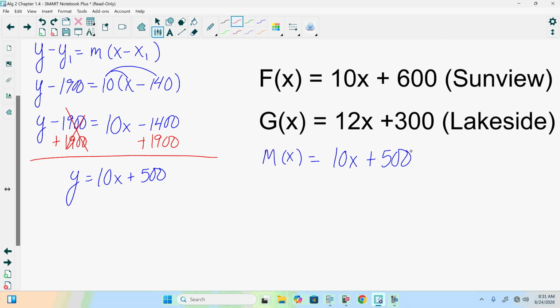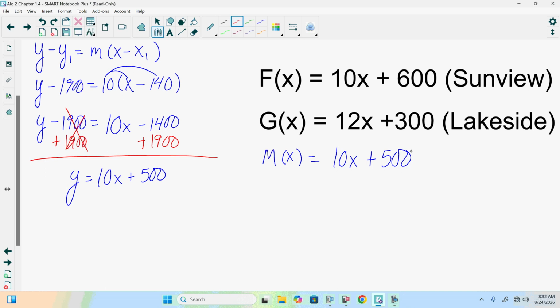Out of these three, we don't have to include Sunview in the calculations at all. Mainly because if we look at Sunview and Maple, their slopes are the same, yes? And the starting cost for Sunview is 600. Starting cost for Maple, we found out, is 500, yes? Even if we had 0 students, the starting cost is already less, yes?